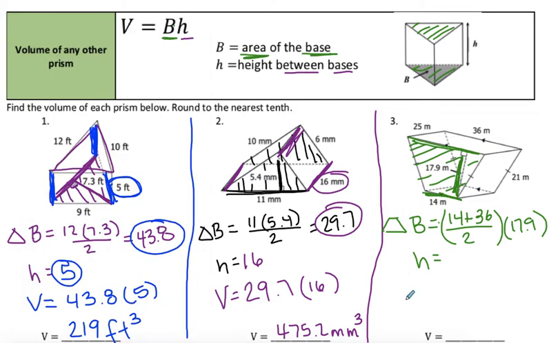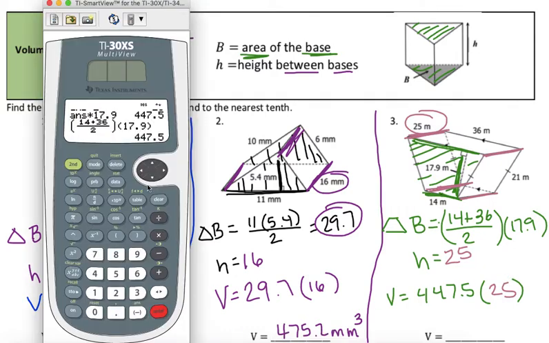All right, so now our volume is going to be set up as 447.5 times the height. All right, so again, height is distance between bases. So if this is my trapezoid, we have the other trapezoid going this distance. So no matter which one I measure, each one of those will be 25, the distance between. So if I put my 25 here, that means I have my area of my base, 447.5 times 25 here. So I'll grab my calculator and put that in.